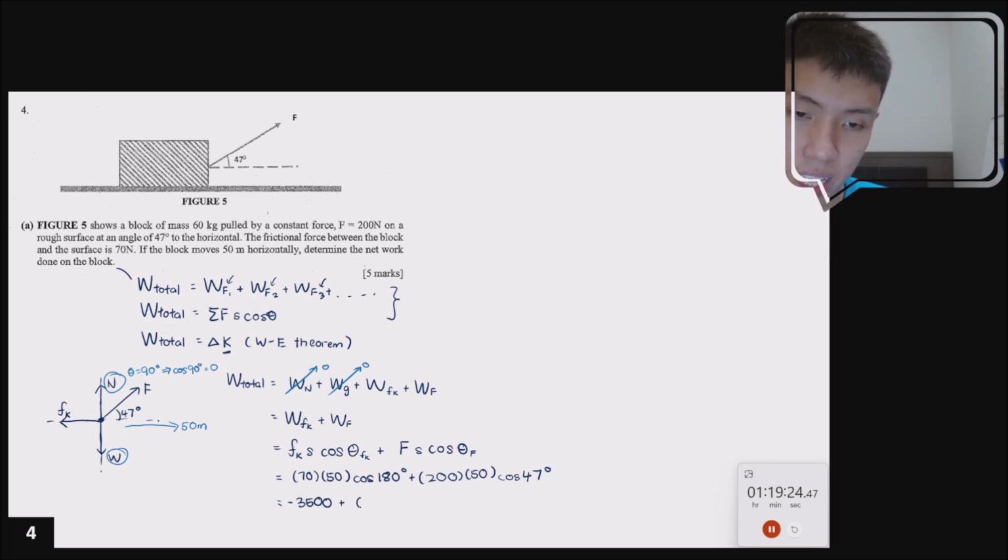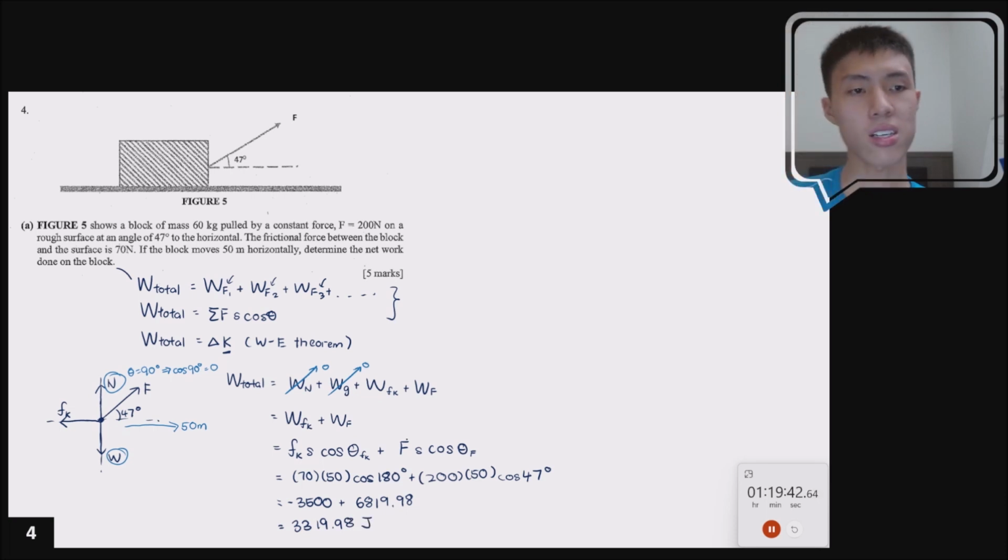You get 6819.98. If you add them all up, you get 3319.98 joule. So this is the net work done. Of course, you can use another method to solve this problem.